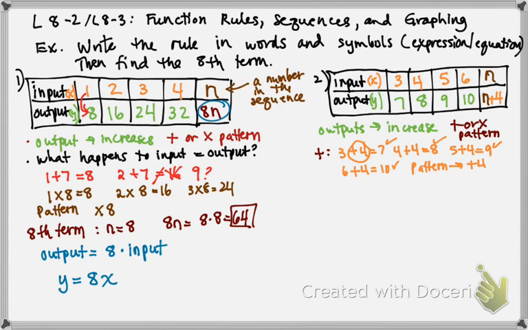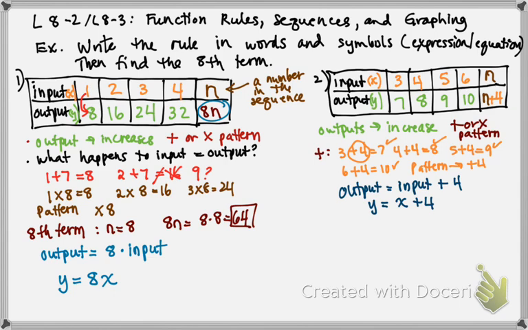Okay, so my pattern is to add 4, and I could write it this way. The output equals the input plus 4, or y equals my input x plus 4. So those are two ways to write that.